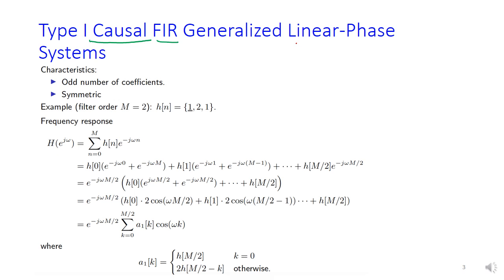Now when we say type 1 system, it has two properties. One is that there is an odd number of coefficients, and it is symmetric. This is easy to understand with an example here. For example, you take here n, and let me just remove this. Let me try it again.